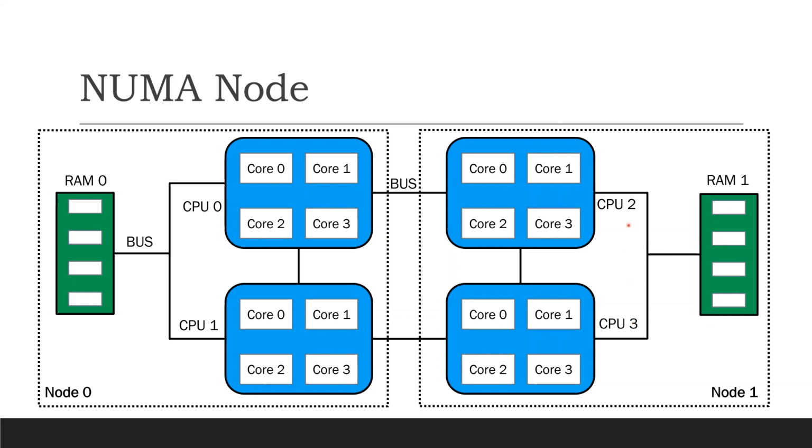This means that when CPU 2 wants to access RAM 1, it will be a local memory access. However, when CPU 2 wants to access RAM 0, it will be a remote memory access. So that's why the access time when accessing the RAM is different in both cases. So it is called the NUMA architecture.